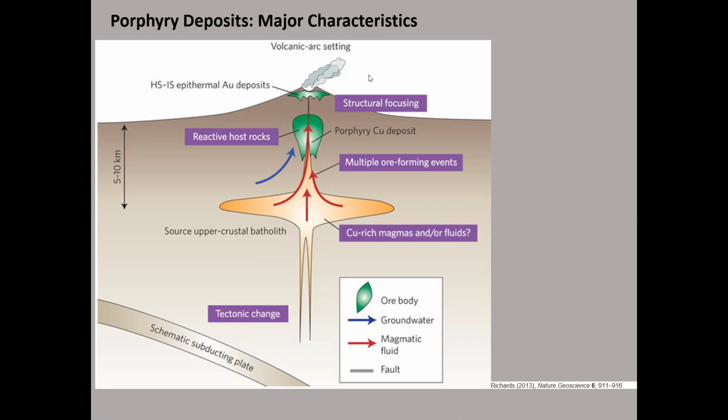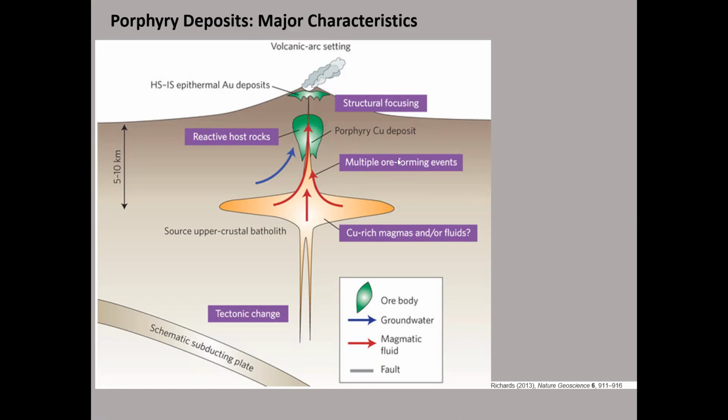We know that there are typically two fluids involved in formation of porphyries. One of them is released from a pluton and causes most of the ore deposition, the metal deposition. And the other one is typically a meteoric fluid, a groundwater, that mixes with that magmatic fluid and can cause lower grade alteration on the margins of this deposit region.